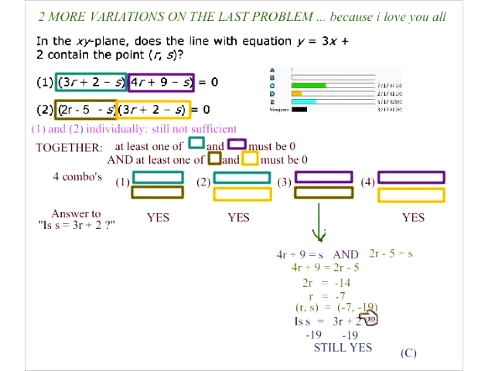Now, let's try. Well, if you have purple and yellow, then because of the yellow, you already know that 3R plus 2 equals S. So, okay, the yellow and the blue are good enough by themselves because the yellow tells you that 3R plus 2 equals S. So I don't have to look at it. Same thing here, and then same thing with the blue one. The blue one also tells us that 3R plus 2 equals S.